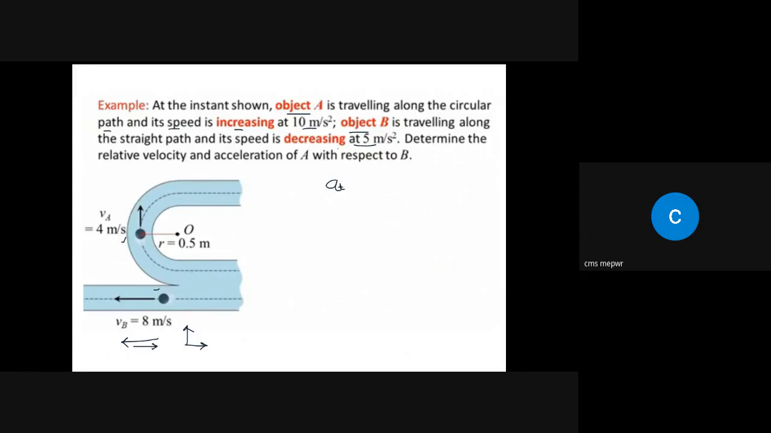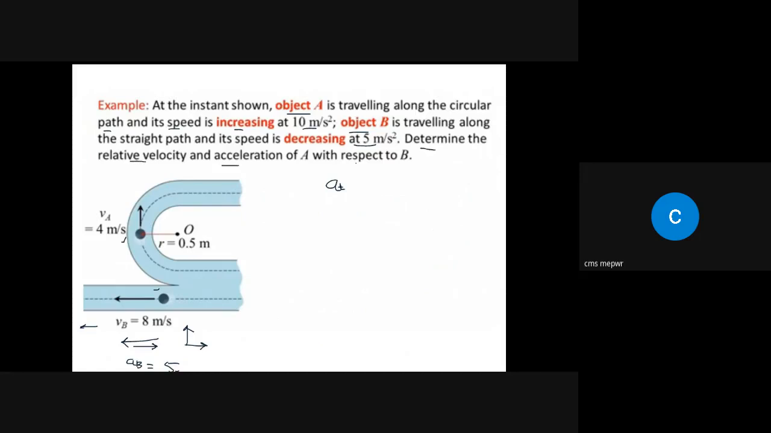If the speed is decreasing at 5 meter per second square, okay, so the acceleration of particle B can be given as positive 5 meter per second square, and this one can be negative because this is in the opposite direction. However, if you put this one as positive, this one will be positive and this one will become negative.